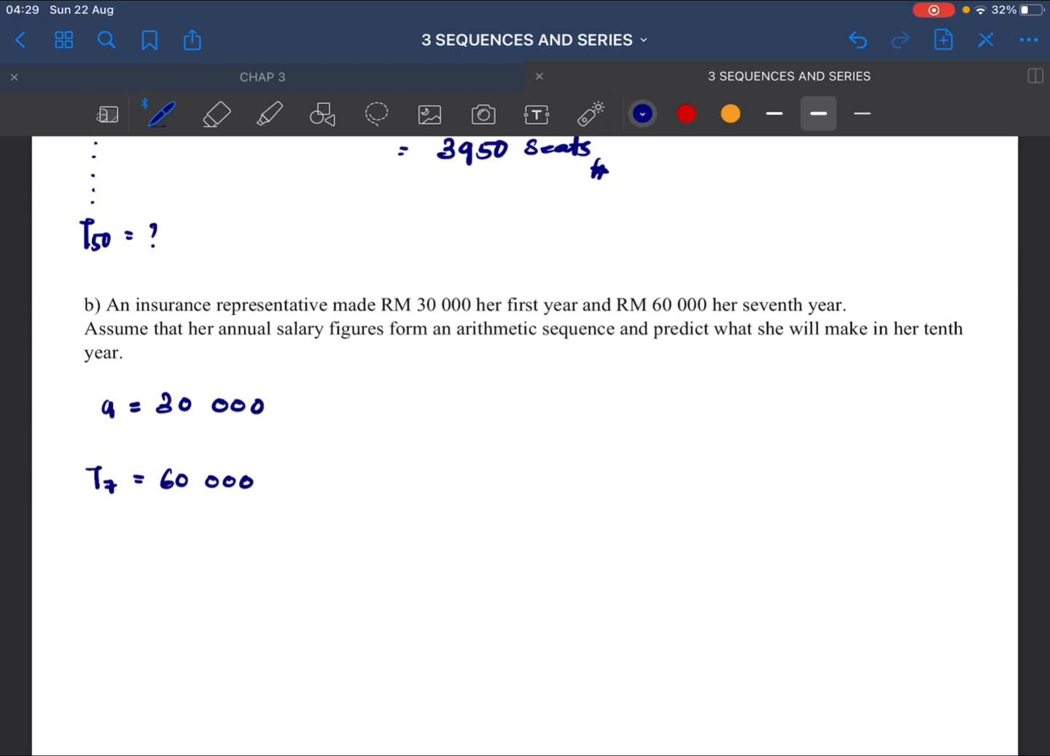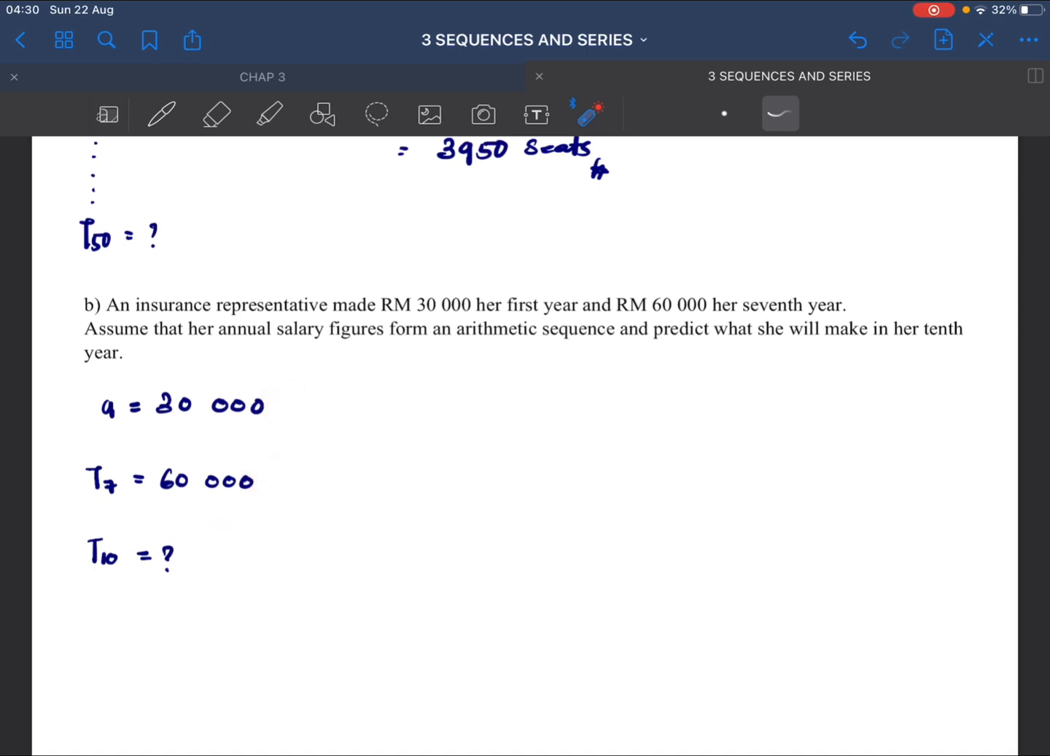Assume that her annual salary figures form an arithmetic sequence. So for this question, it specifically said that this is arithmetic, so tak payah fikir dah. And the question asks to predict what she will make in her 10th year. So we want to find our T10. Nampak apa saya buat? Sambil saya baca, saya tulis all the information that I have and I state what I want to find.